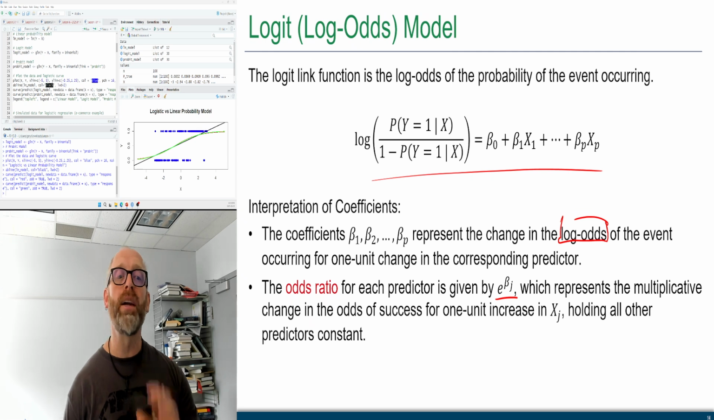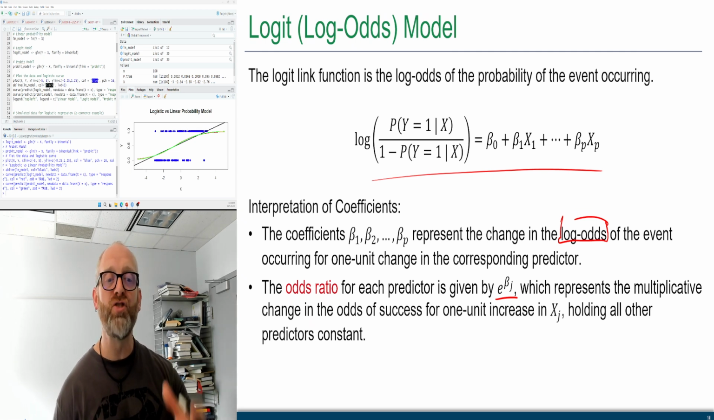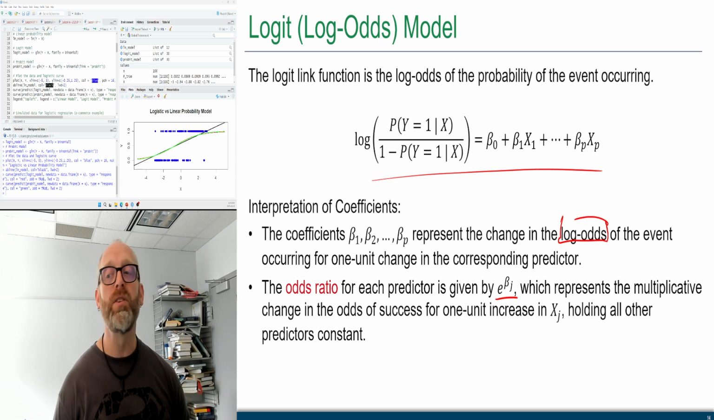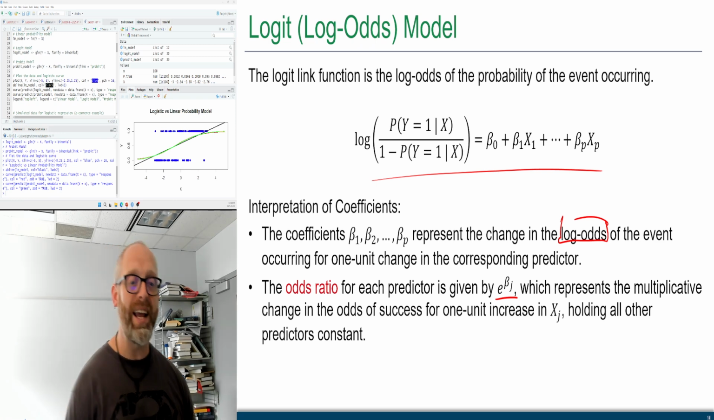So since it's a multiplicative change, if that value e to the beta j is greater than 1, we're going to see a multiplicative increase. If e to the beta j is less than 1, we're going to see a multiplicative decrease. And if it's equal to 1, well, we see absolutely no change.